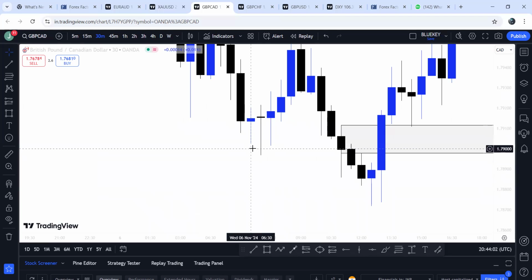Why is it an indecision? Because there is a tug of war between the buyers and the sellers. At the end of the day, we don't know who won the battle, because the candle was buying and was still selling at the same time. At the end of the day, it ended up closing as a doji candle. So that means there's an indecision.